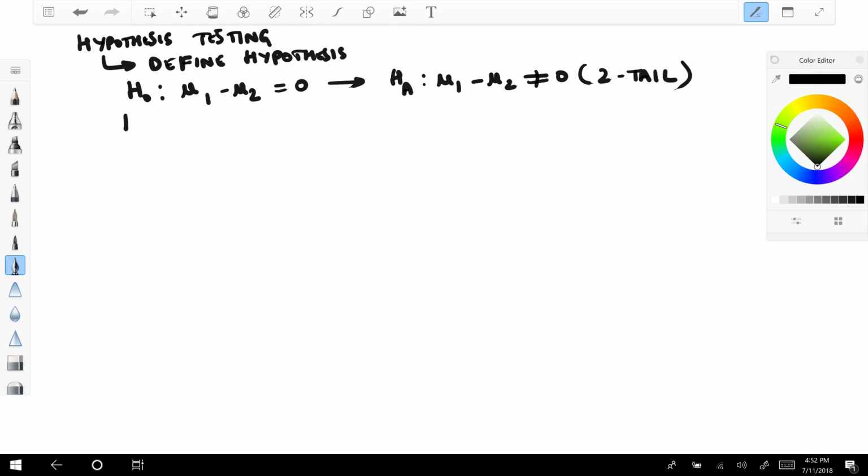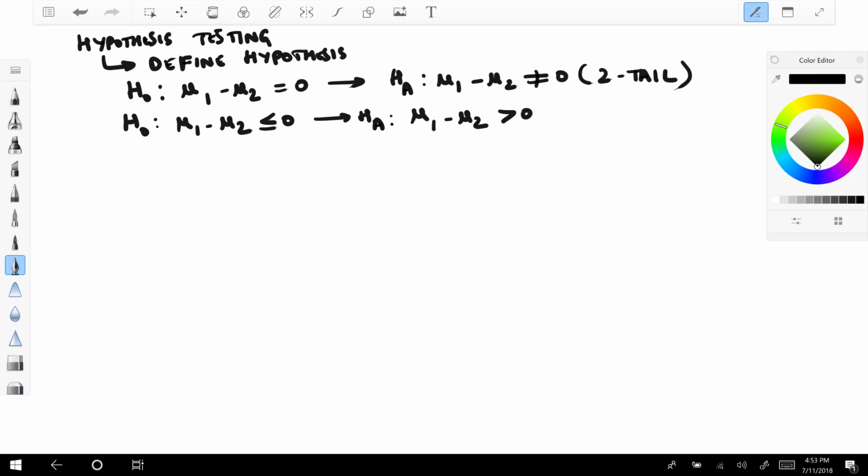And then we have H null, which is mu1 minus mu2 less than or equal to 0. The alternative for this would be mu1 minus mu2 greater than 0.